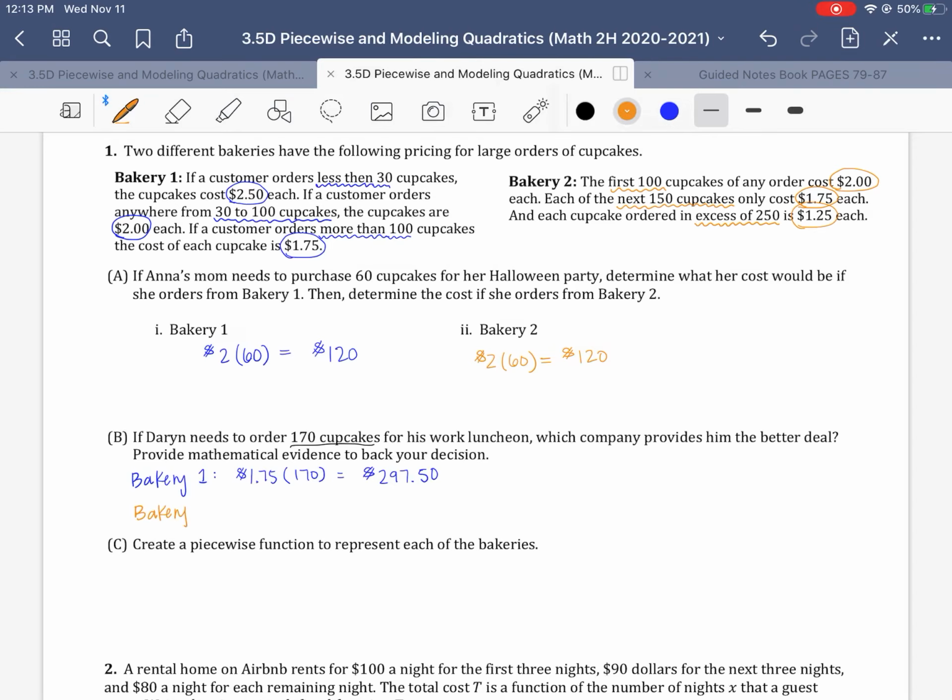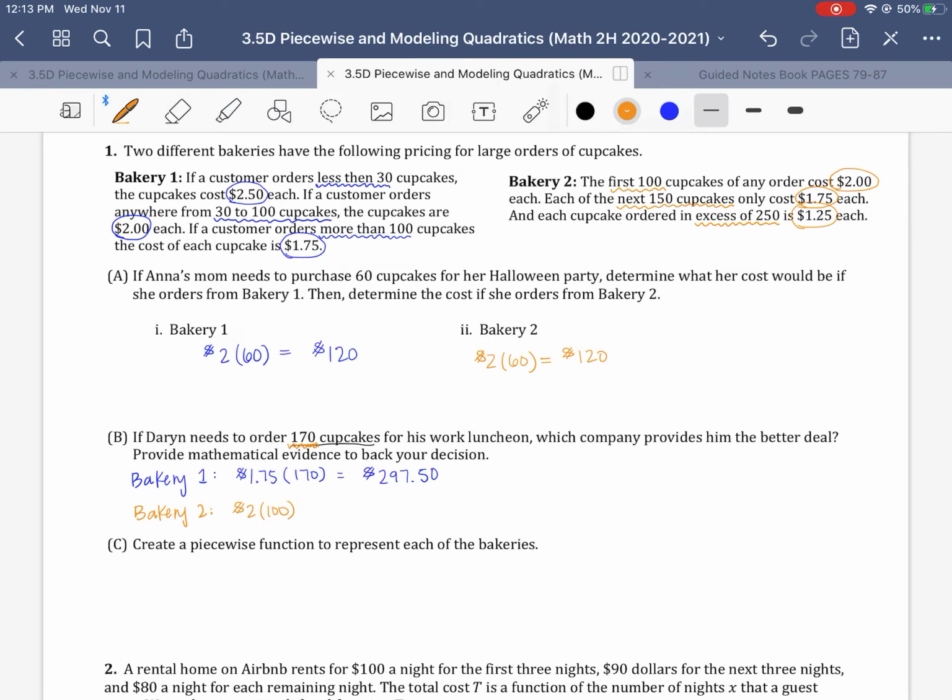Then if we look at Bakery 2, we'll notice how these are a little bit different. So at Bakery 2, the first 100 cupcakes of any order cost $2. So he's going to order 170, but the first 100 are going to be $2 each. So I'm going to write this out so we can kind of see that. The first 100, no matter what, are going to be $2 each.